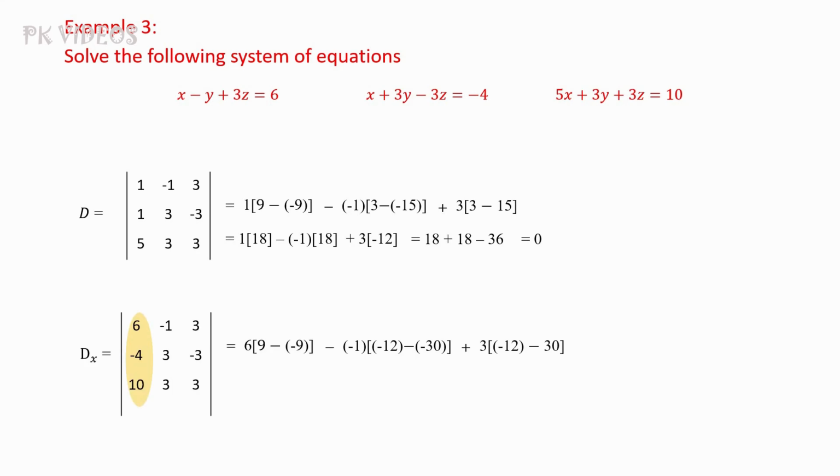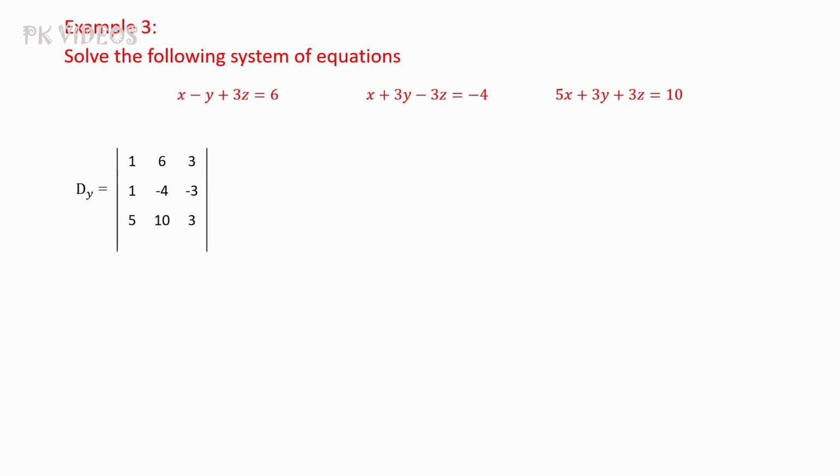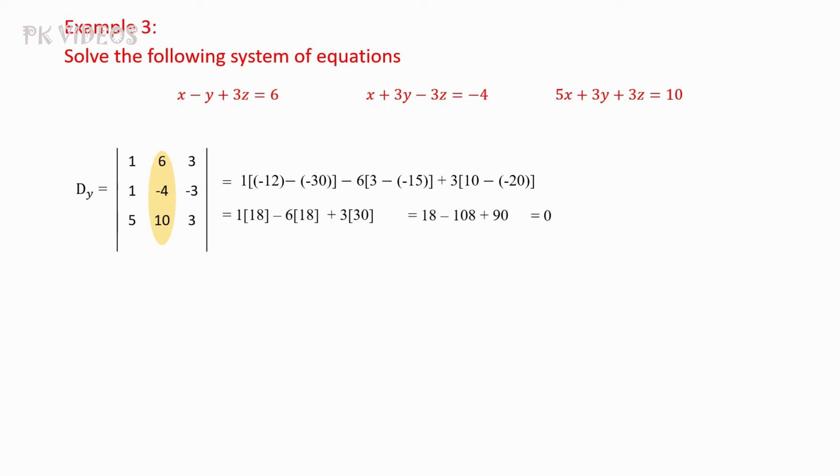So when you calculate the determinant dx, we get the determinant dx as 0. We have seen the original determinant is 0 and determinant dx is also 0. Now let us check determinant dy. To calculate determinant dy, we replace the coefficient of y with the constants in the original matrix. Again, finding the determinant, we get 0.